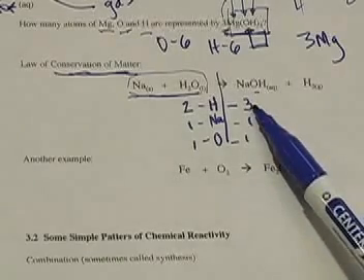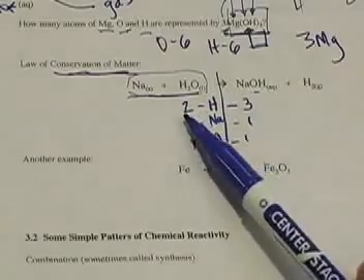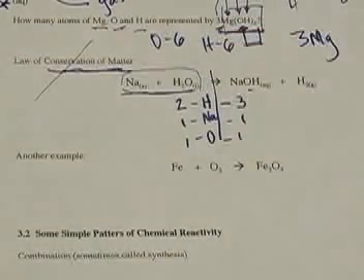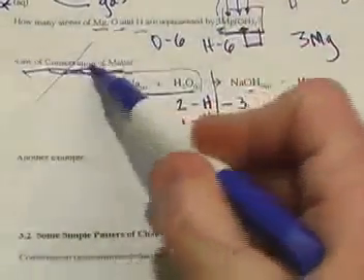I have more hydrogen on this side of the reaction than I do on this side. Am I breaking the law of conservation of matter, or did I just prove that there is no such law as the law of conservation of matter? Maybe it was a lie. Well, it turns out that the law of conservation of matter is true.